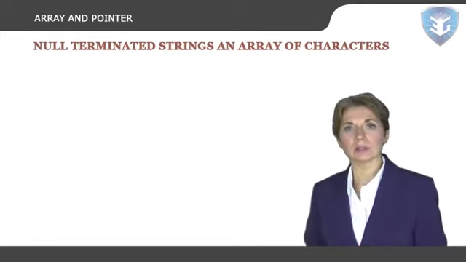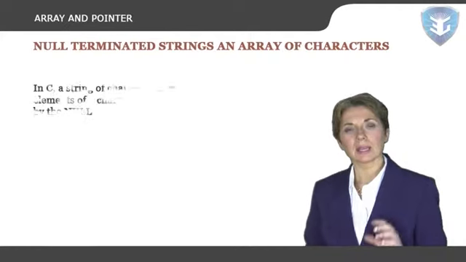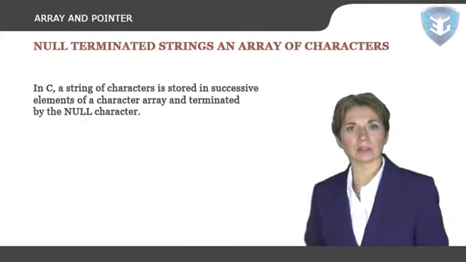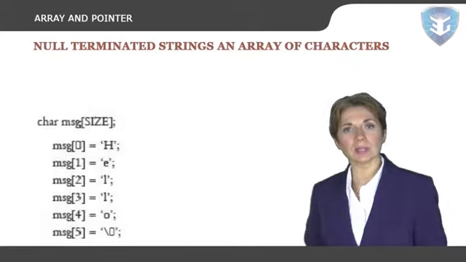Here we will discuss null terminated strings, an array of characters. In C, a string of characters is stored in successive elements of a character array and terminated by the null character. Let's see an example on the screen in which the string hello is stored in a character array.